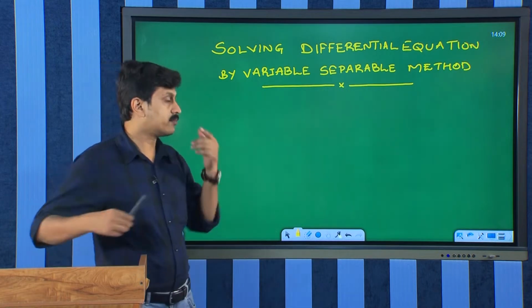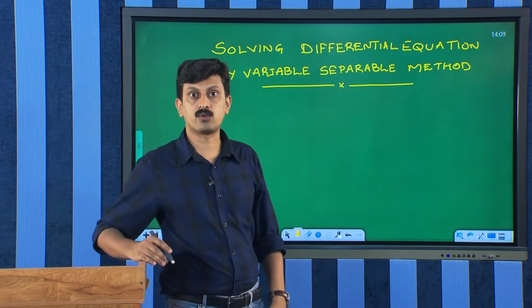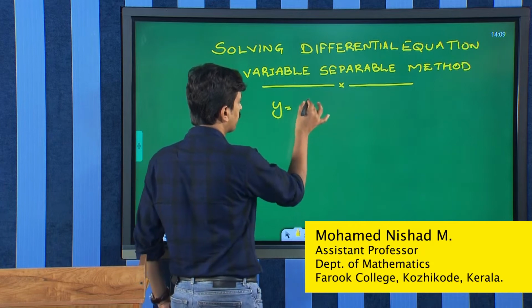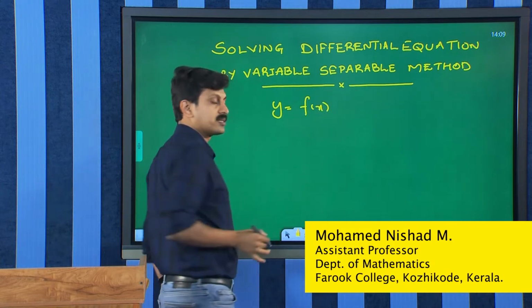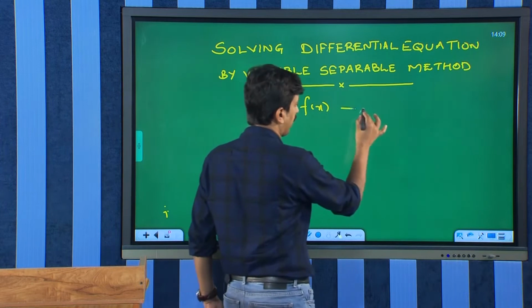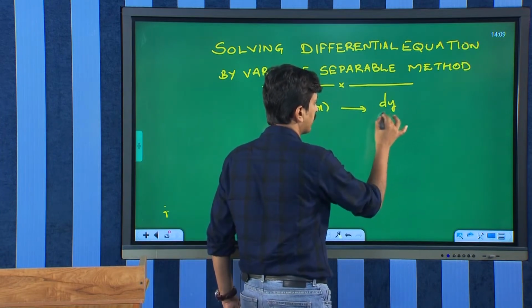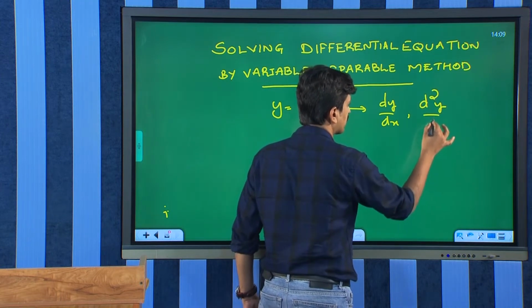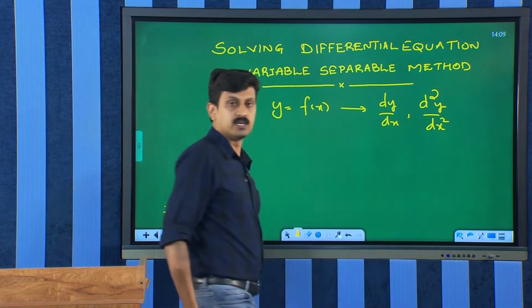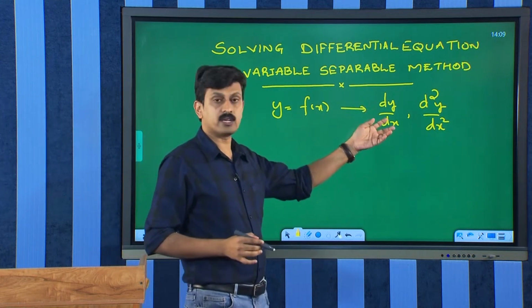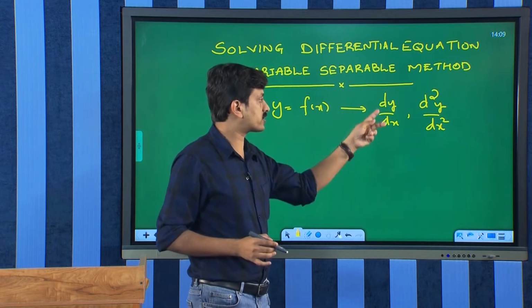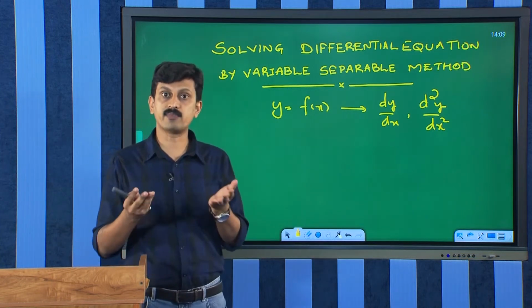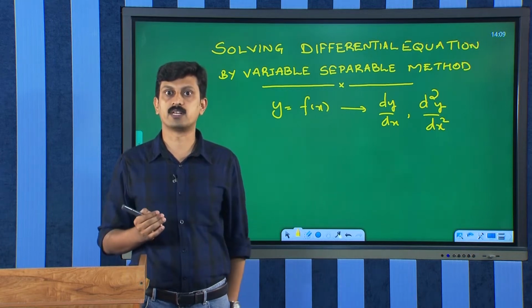As we discussed before, the solutions of first order ordinary differential equations. We have a one variable function y is equal to f of x. Corresponding to that we have derivatives dy by dx and d square y by dx square etc., which are the different order derivatives. The differential equation which involves the first order derivative only is called a first order differential equation.